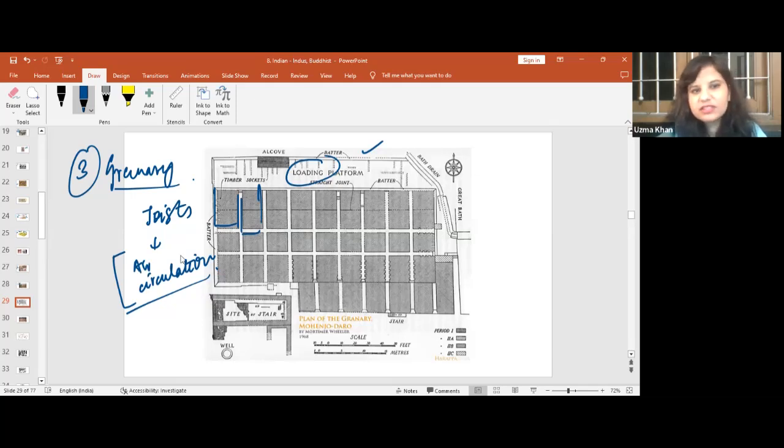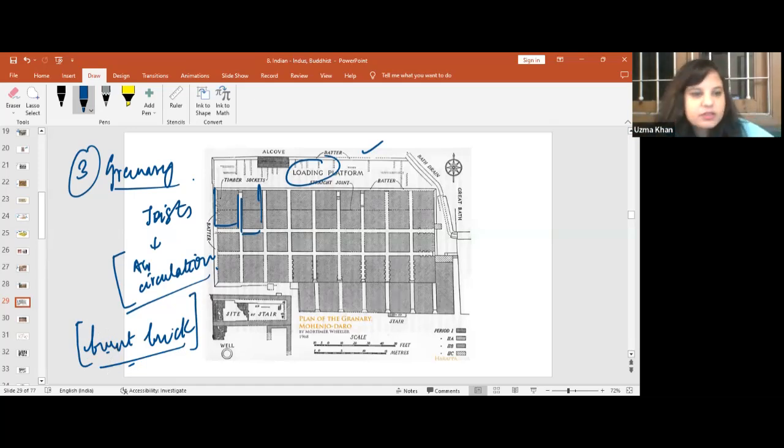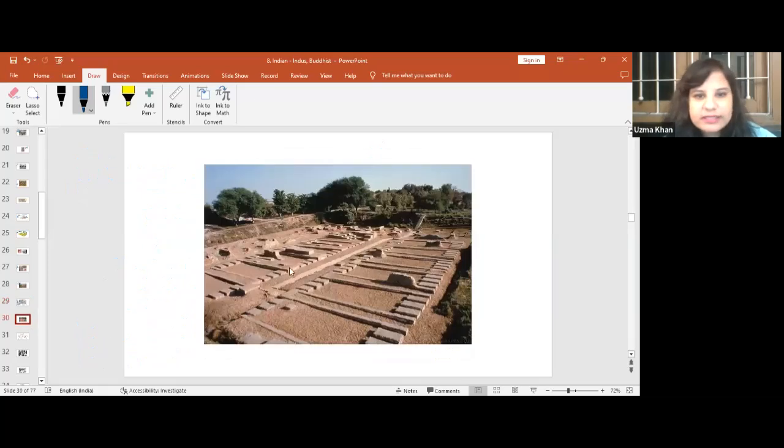And that is why all these things were there. Again, this was made of burnt brick only, because these were important buildings. So you had to have materials which are superior in nature compared to all the other examples that we have seen before. So this, again, as you can see, the plan of all these things.